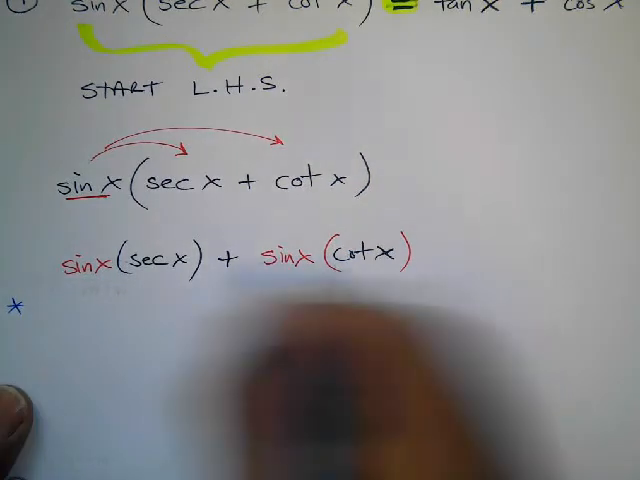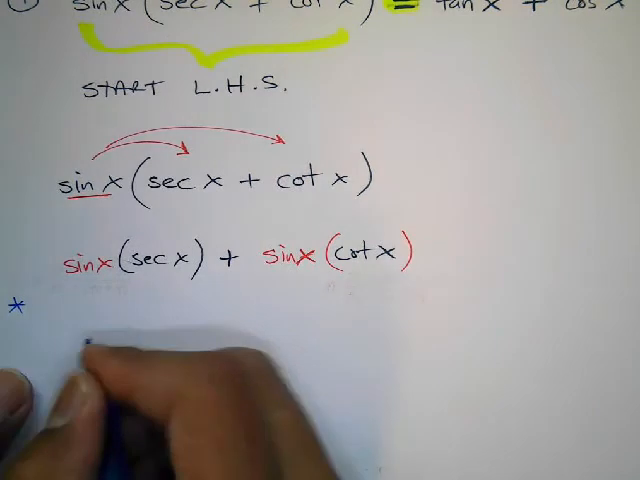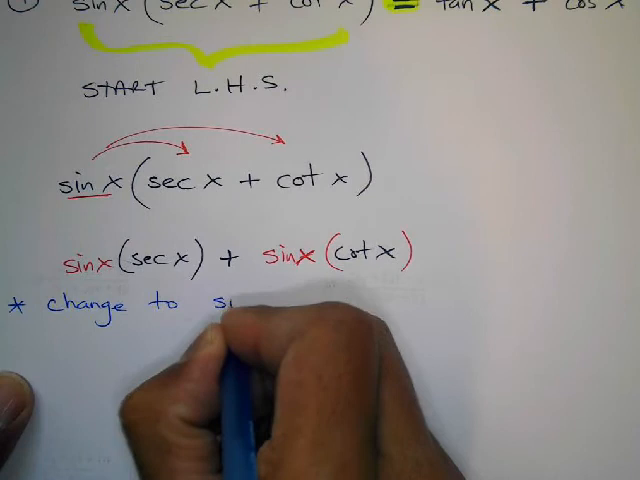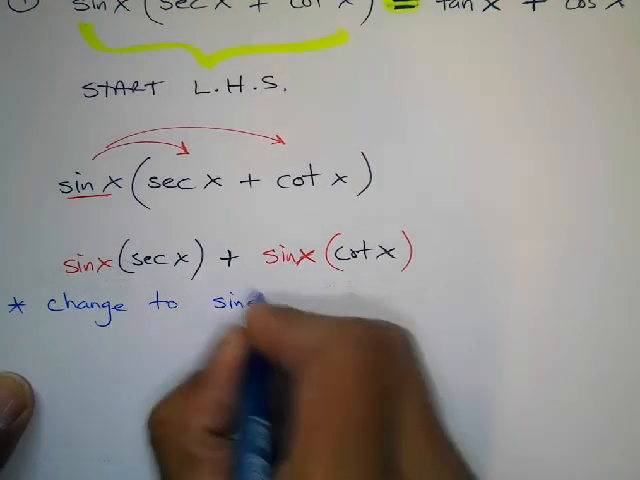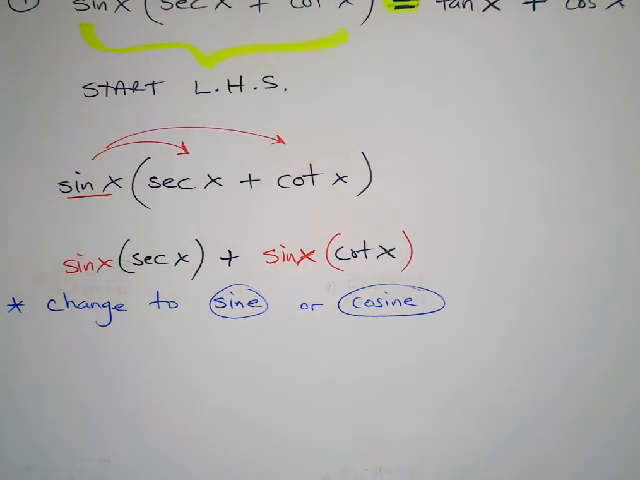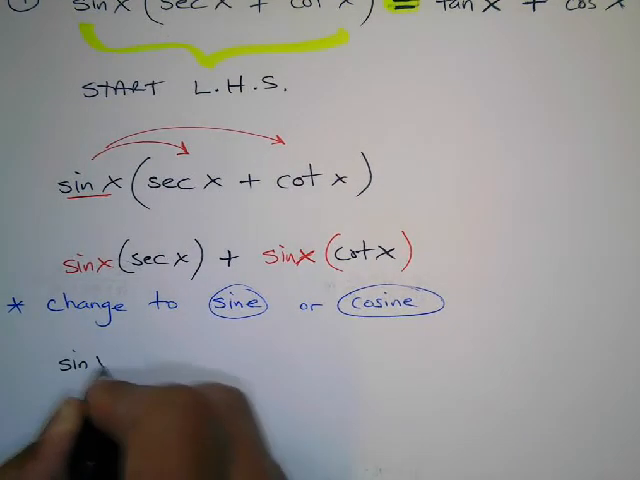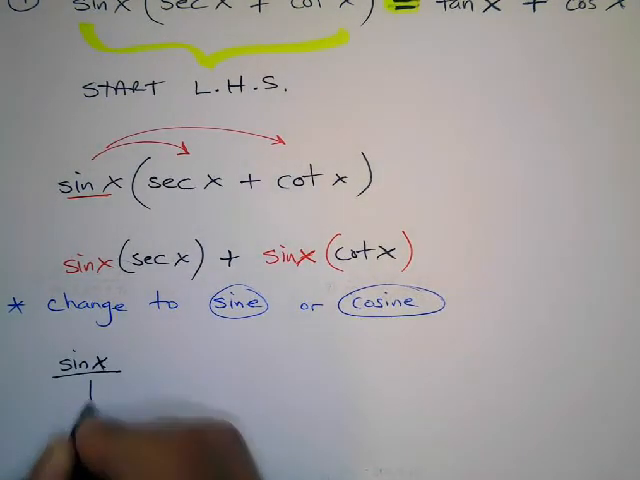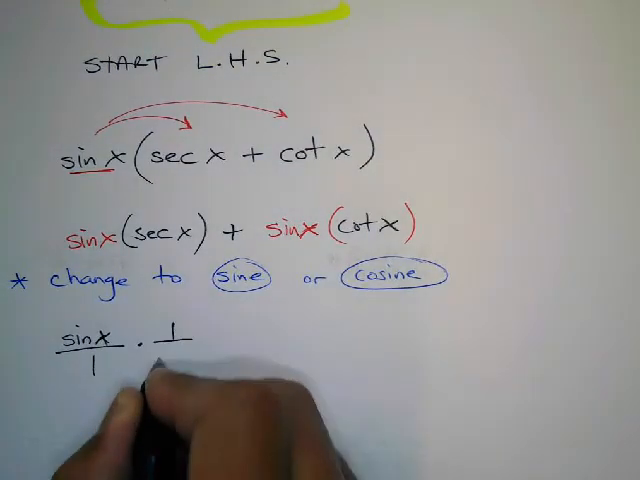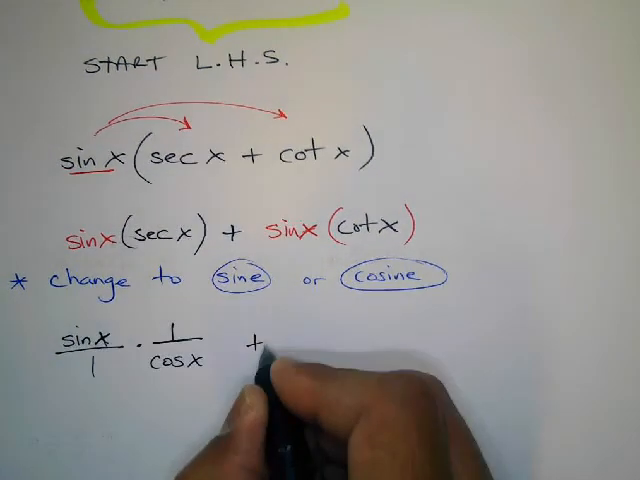Well, sines are fine, but remember we want to change what? We've done this before. When we do any of these simplifying or multiplying, we want to have only sines and cosines. So change to sine or cosine. So I got sine of x, which is sine over 1, times secant. Secant is what? 1 over cosine.